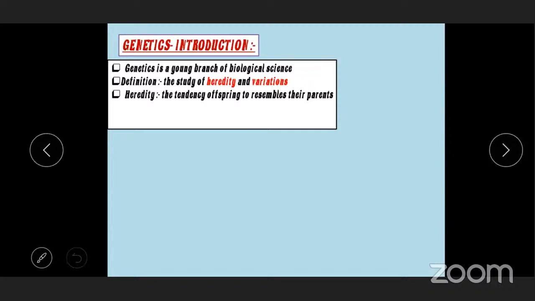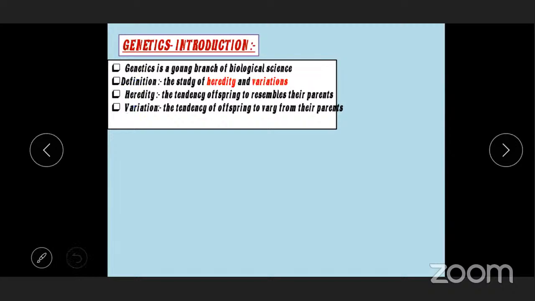Okay, so now what are variations? Variations means the offsprings vary from their parents. They do not look exactly like their parents. Offsprings must vary from their parents, which is very essential for evolution. That is why the study which deals with these two terms, heredity and variations, is known as genetics.